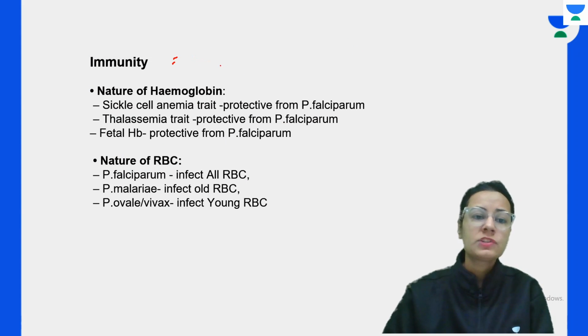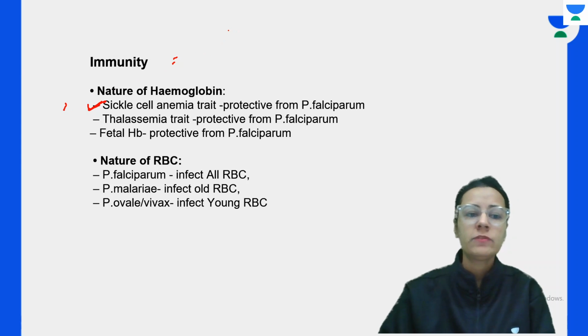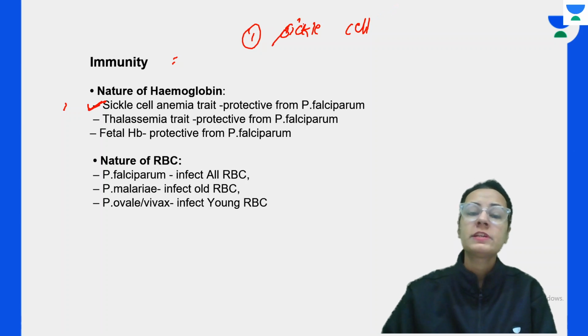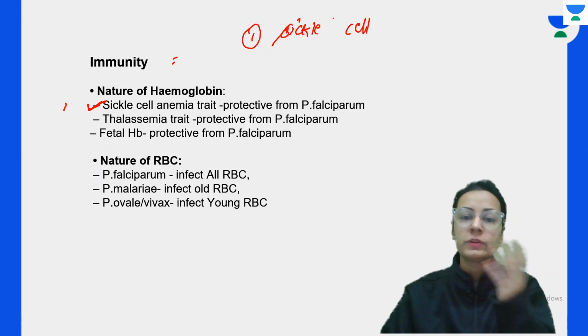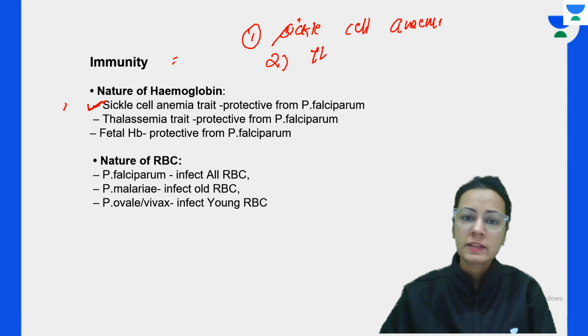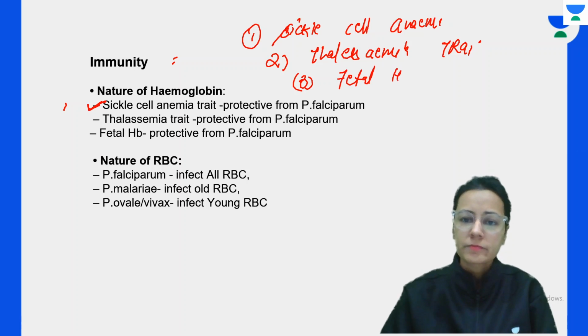Now, immunity, the nature of the hemoglobin. We know that sickle cell anemia is protective. We have three cases that are protective. One is sickle cell anemia, and it is due to sickling of the RBCs, which doesn't provide the proper surface area for the parasite to infect the RBCs. One is the thalassemia trait, and another is fetal hemoglobin. They all are protective from Plasmodium falciparum.